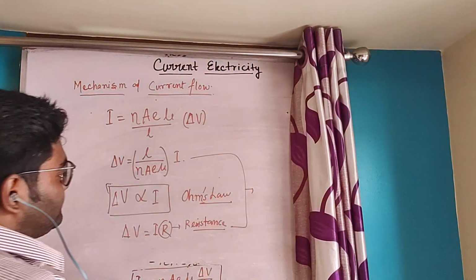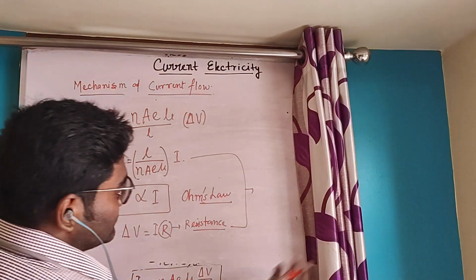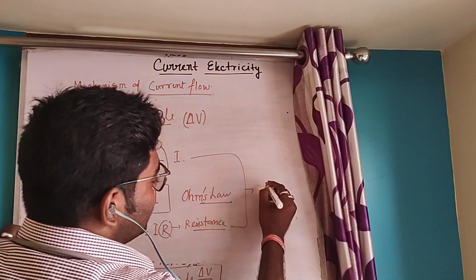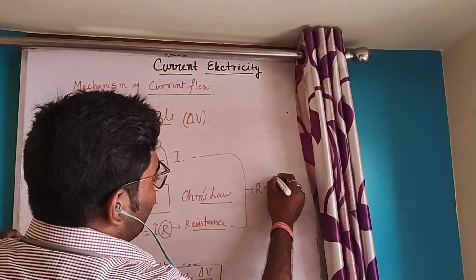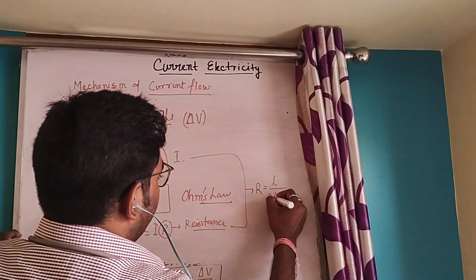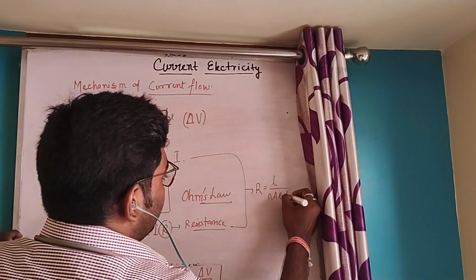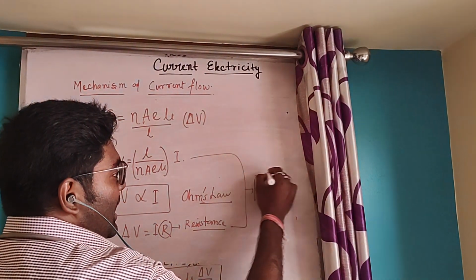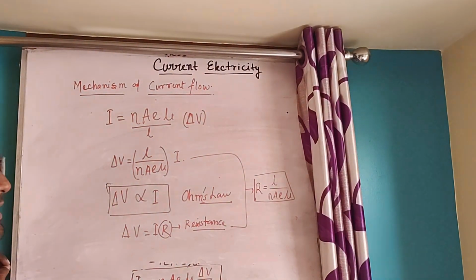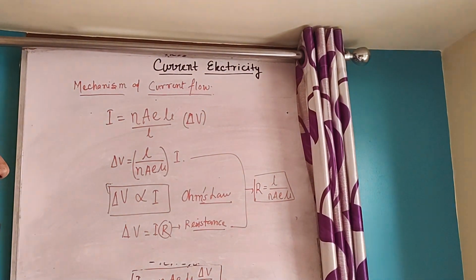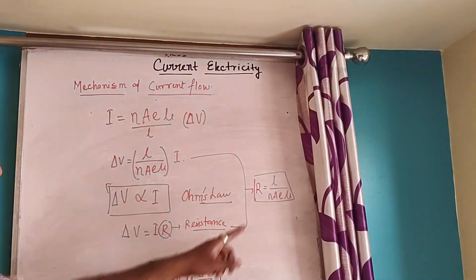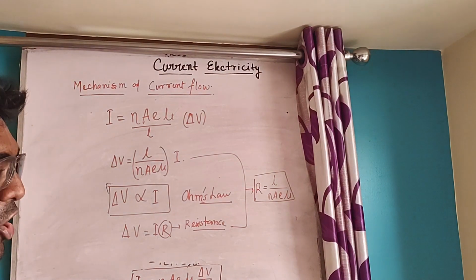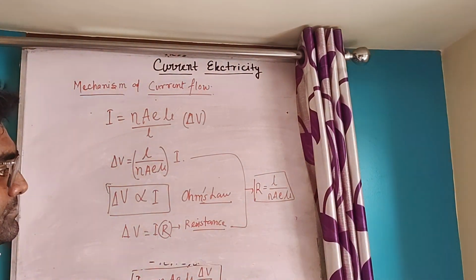Now compare this equation with this equation. What will we get? We will get R equal to L by N A E into mu. This is the expression of resistance offered by the conductor.